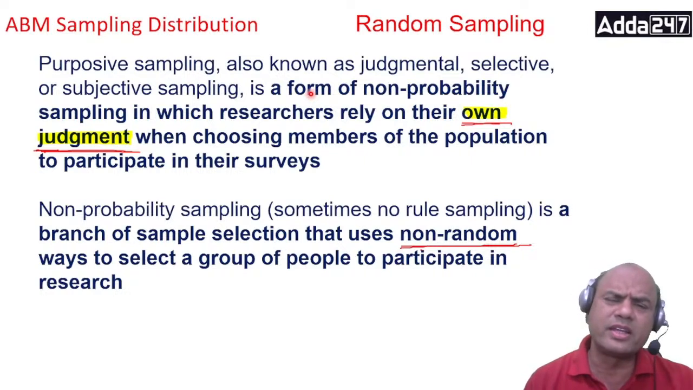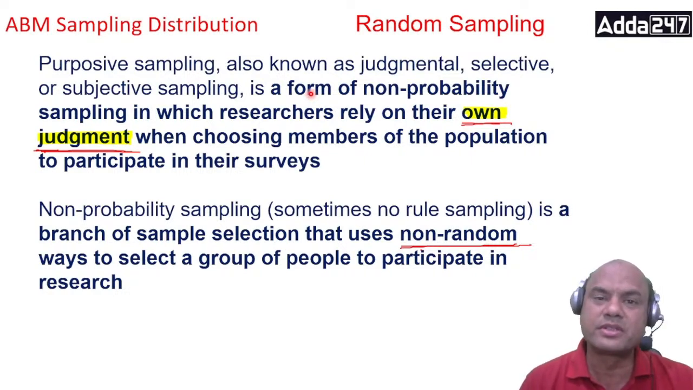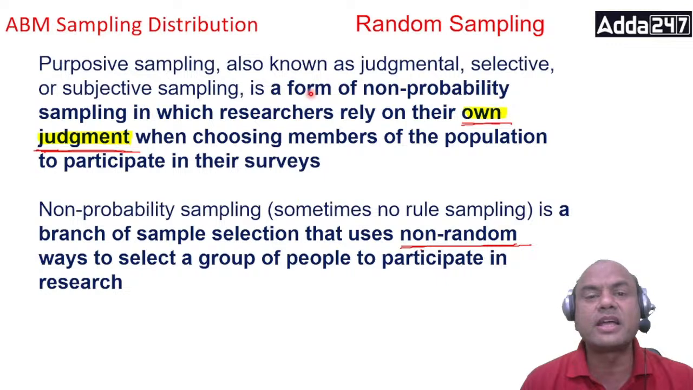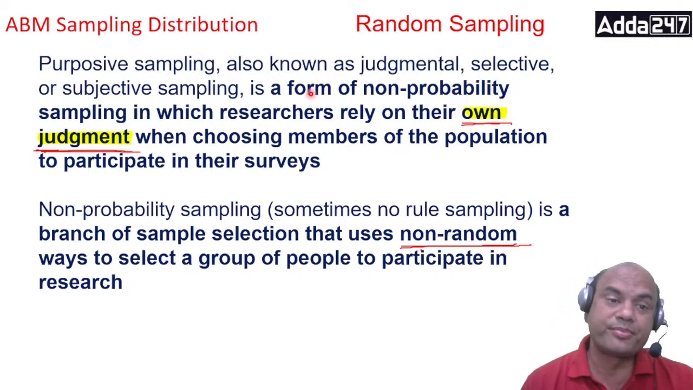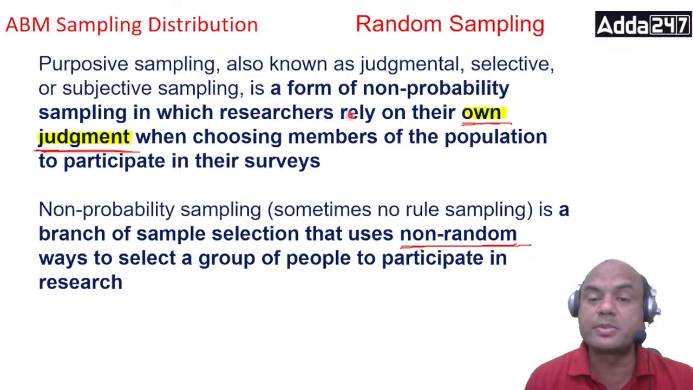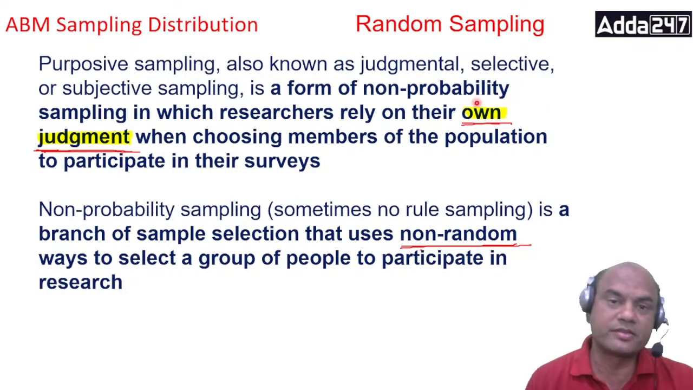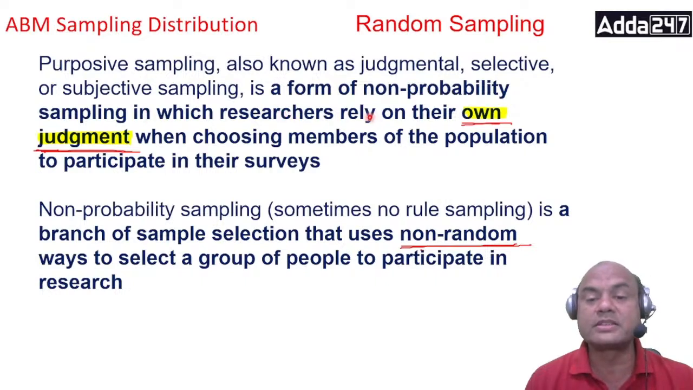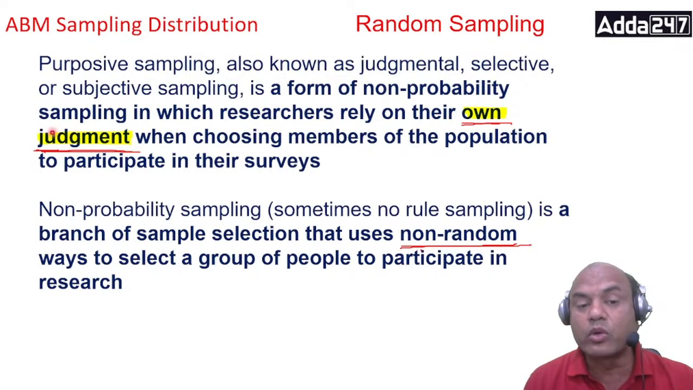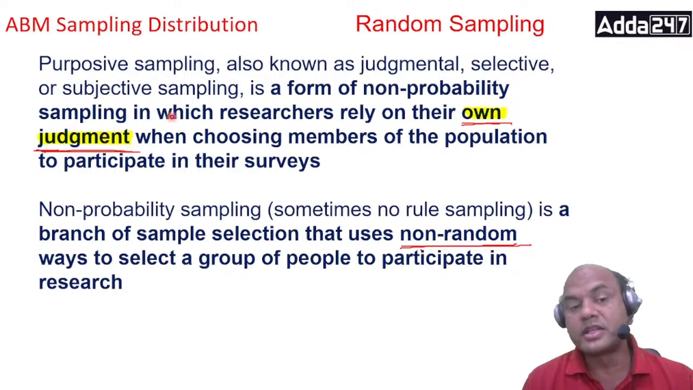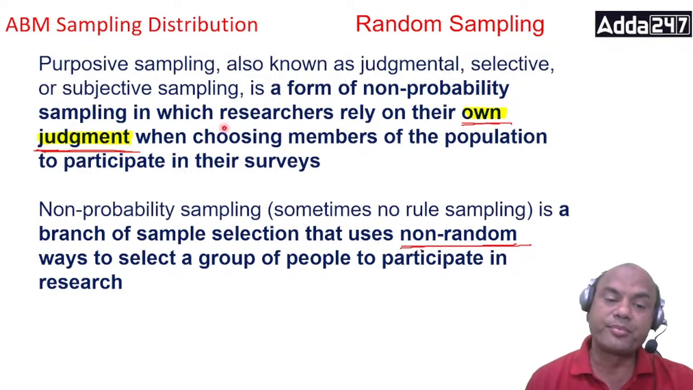Suppose we see TV shows, singing competitions, dancing competitions, like Nach Baliye, right? All those are there. What do we see in that? There are judges. Judges have their own judgment. They are the learned persons. So, in this form of non-probability sampling, the researchers rely on their own judgment, their own knowledge. So, this is judgmental sampling.